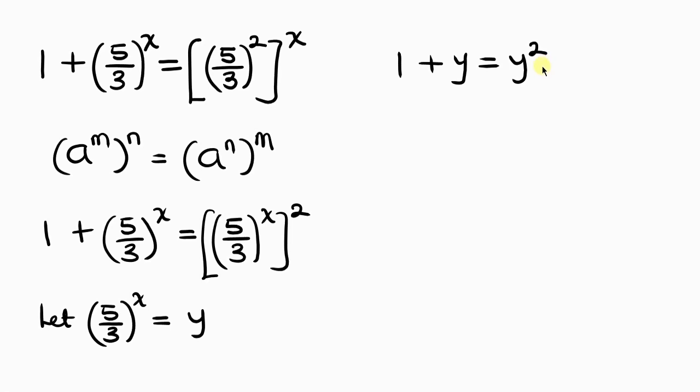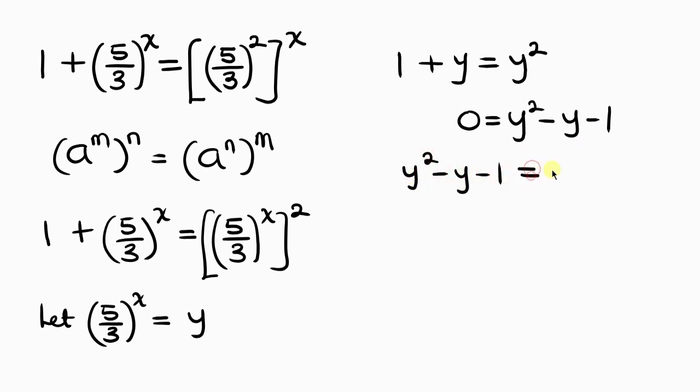Now let's arrange this quadratic equation by moving what we have on the left-hand side to the right-hand side. So already I've got y squared on the right. As y crosses to the right, it becomes minus y. As 1 crosses to the right, it becomes minus 1. So 0 will be left on the left-hand side. This expression is the same as y squared minus y minus 1 equal to 0.